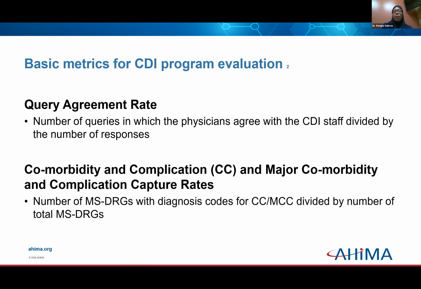Additional metrics would be your query agreement rates. Your query agreement rate is the number of queries in which the physicians agree with the CDI staff divided by the number of responses. Your comorbidity and complication, CC, and major comorbidity and complication, MCC rates, can be defined as the number of MS-DRGs with diagnosis codes for CCs and MCCs divided by the number of total MS-DRGs.